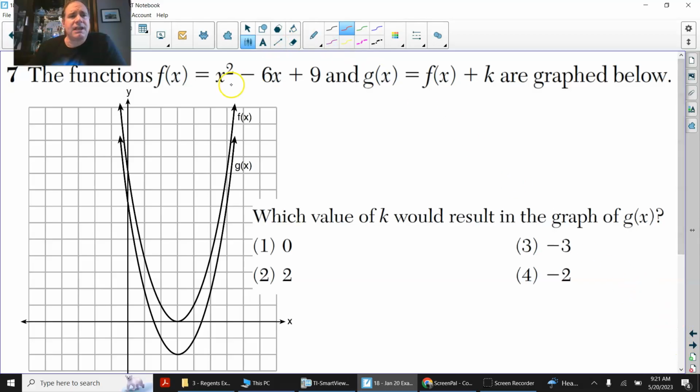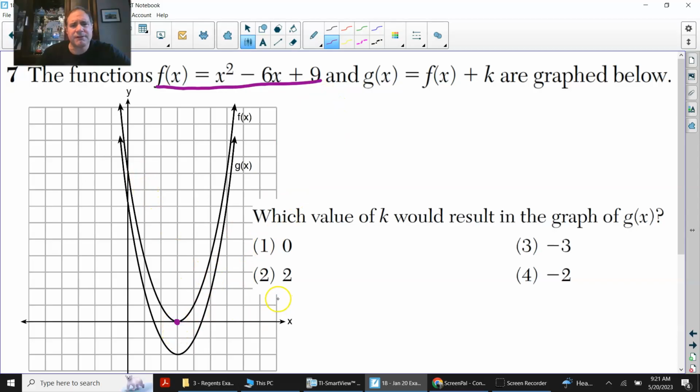All right, the functions f of x equals x squared minus 6x plus 9 and g of x equals f of x plus k are graphed below. Which value of k would result in the graph of g of x? So we're going to just focus in on this right here. The f of x graph is right here, and it actually crosses at 9.